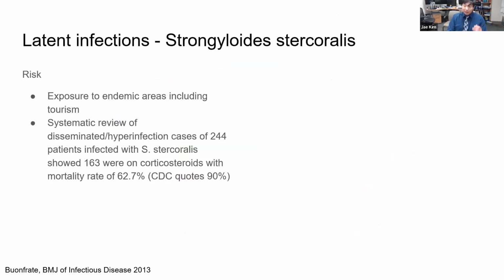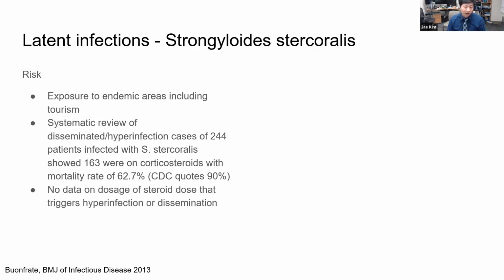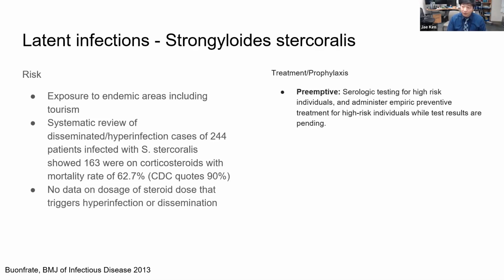Exposure to endemic areas or tourism, and a systematic review of disseminated and hyperinfection cases of 244 patients showed that 163 of them were on corticosteroids with a mortality rate of 62.7%. And there's no data on the dosage of steroids that should even trigger this hyperinfection or dissemination.